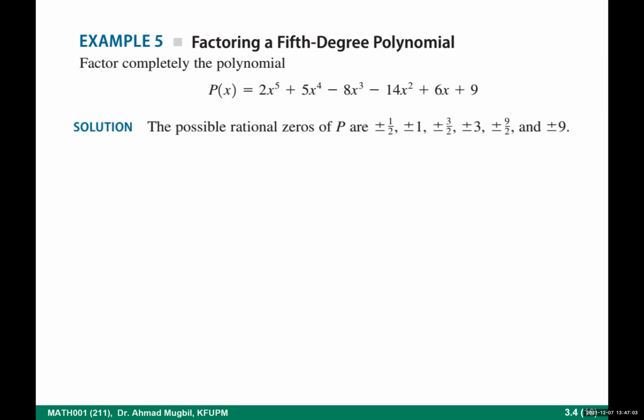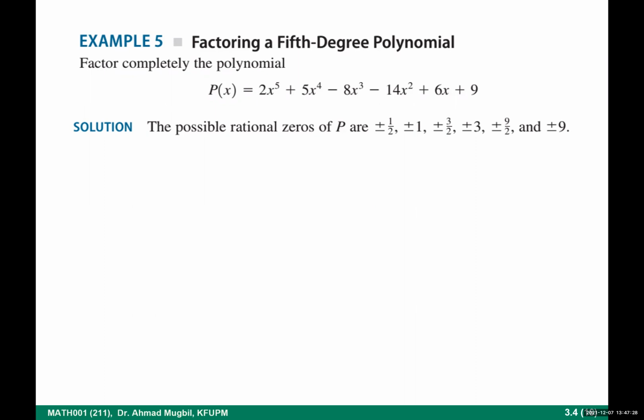We have 12 possible rational zeros. Which one is better to start with? Of course, 1, then negative 1, then 3, then negative 3. This is natural to think like that. But let's get benefit from Descartes' rule of signs. This will help me to know how many positive, how many negative.